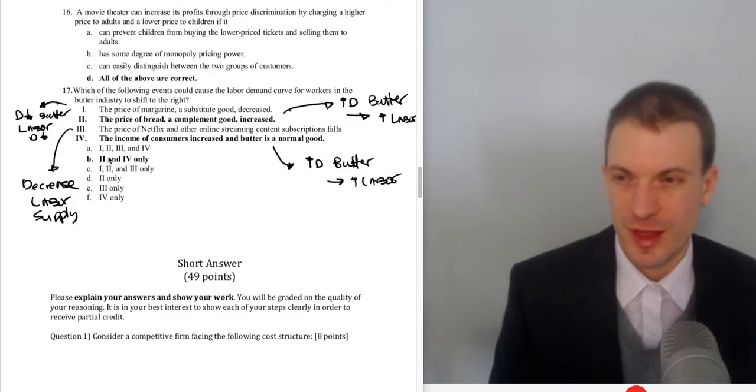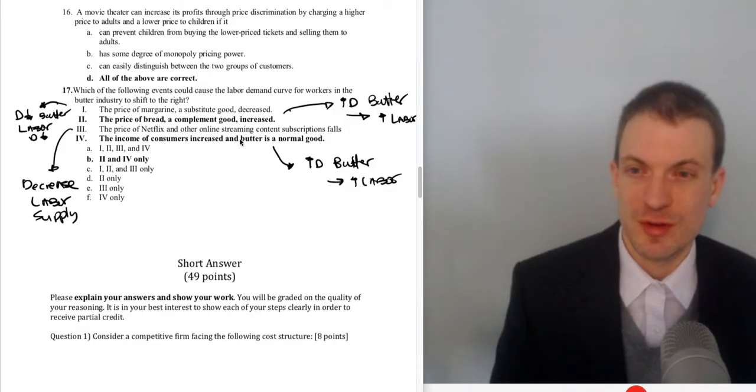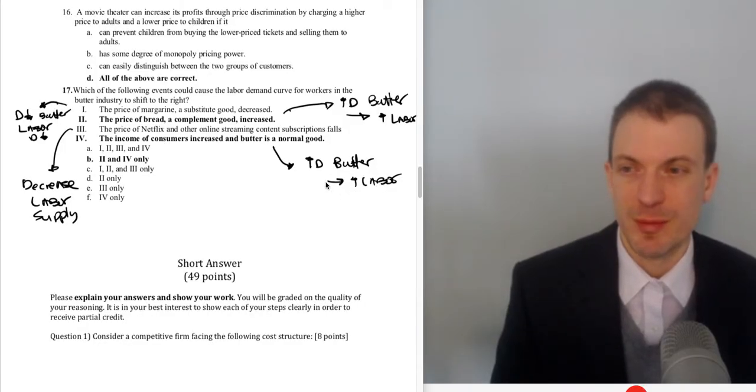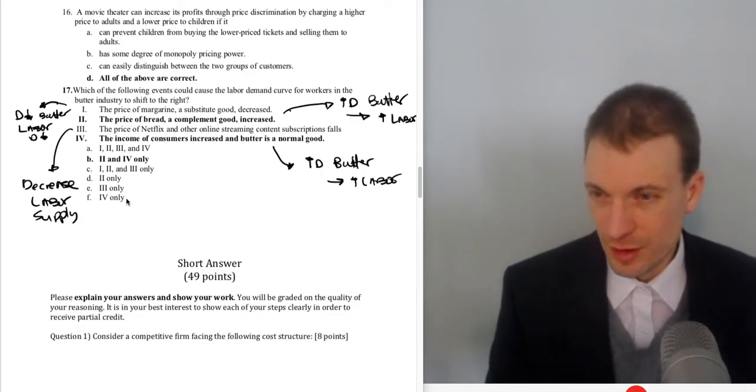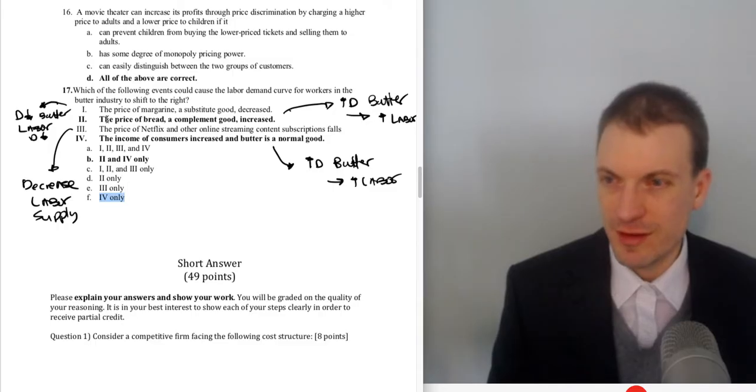So this is not correct. The price of Netflix and online streaming content subscription falls. This is going to increase the opportunity cost of working, so it's going to decrease the labor supply. That's this right here. Income of customers increase, and butter is a normal good, so this will increase the demand for butter, therefore increase the demand for butter producing labor. So the answer here should be F, IV only. Let me double check.